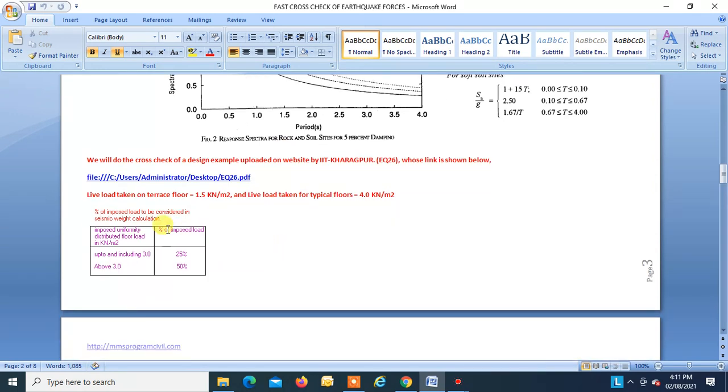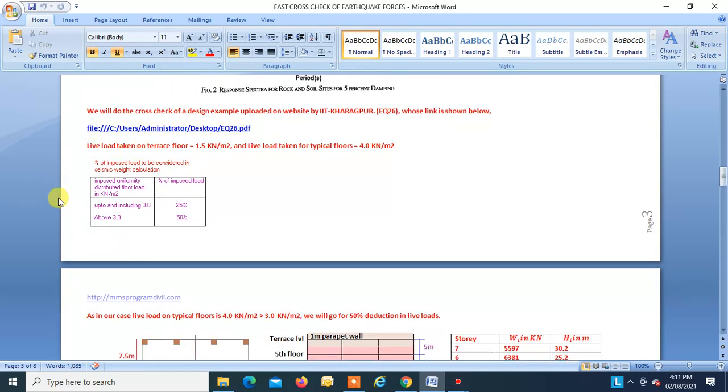Now we will do a cross check of a design example uploaded on the website by IIT Kharagpur, E26, whose link is shown below. Live load taken on the roof floor is 1.5 kN per square meter, and live load taken on the typical floor is 4 kN per square meter. Table 8 in the code shows the percentage of imposed load to be considered in seismic weight calculation when the live load is up to and including 3 kN per square meter.